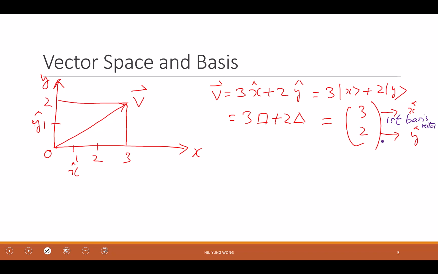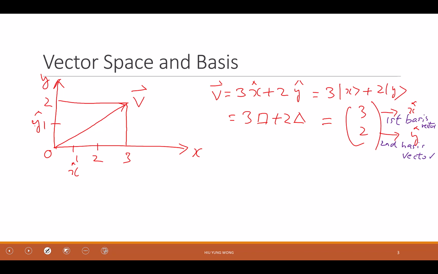Right? And this is the second basis vector. I don't even need to know the name, whether it's x hat, y hat, triangle, or whatever. I know that in the space I have basis vectors, and I have the freedom to order them: first, second, third. But once I order them, you need to follow this order in all the calculations. Don't mess up. Okay? And that's it.